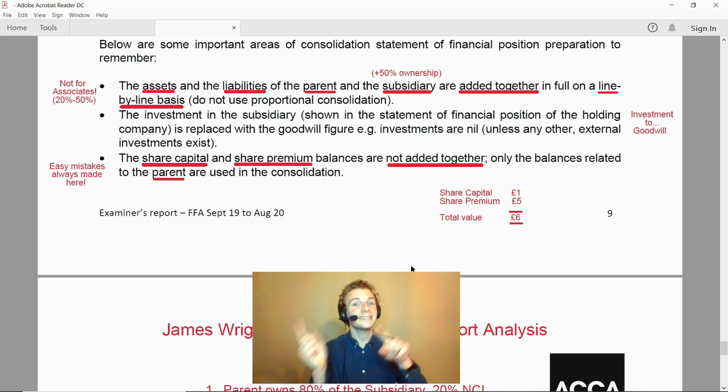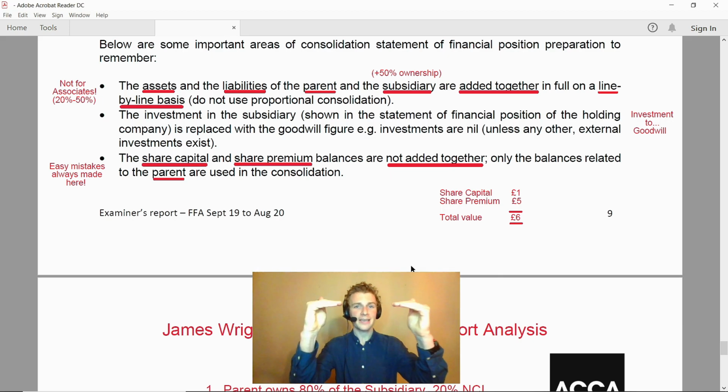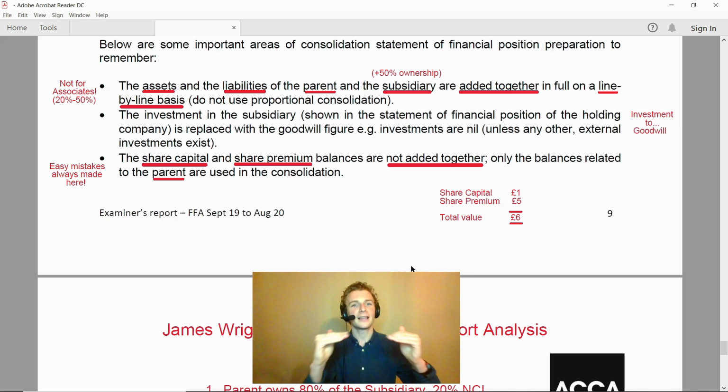But what it means, in terms of the actual statement of financial position, is if you have a subsidiary, you add all the assets together and you add all the liabilities together on a line-by-line basis. So, we'll keep it consistent: if that's the parent, that's the subsidiary. These are the financial statements. Non-current assets, add them together. Current assets, add them together, and work your way through current liabilities, non-current liabilities.